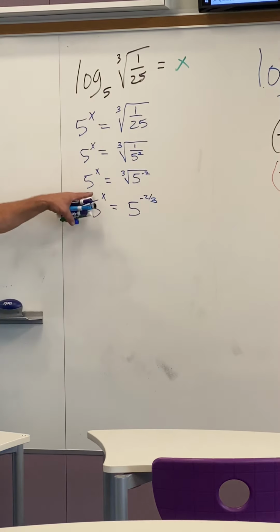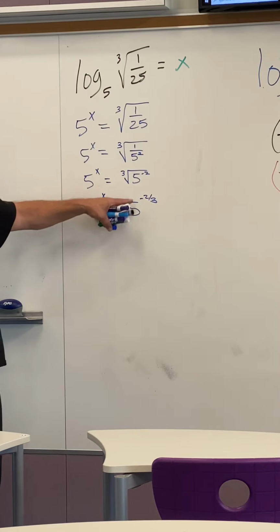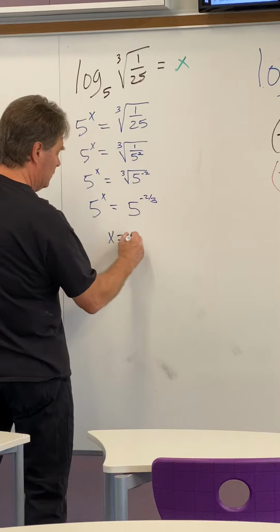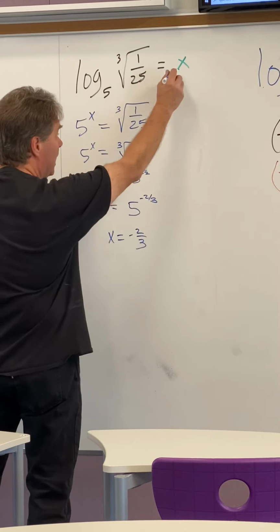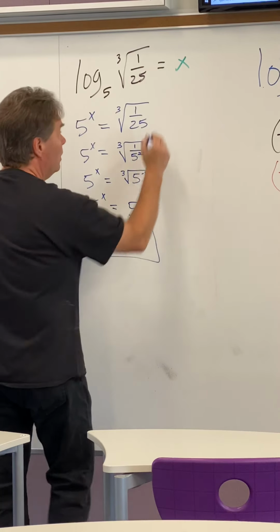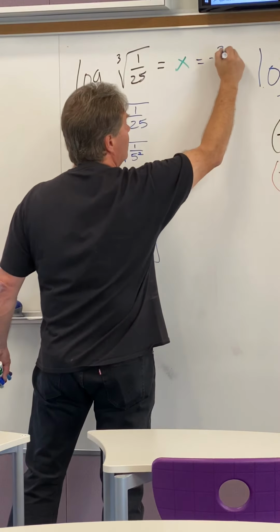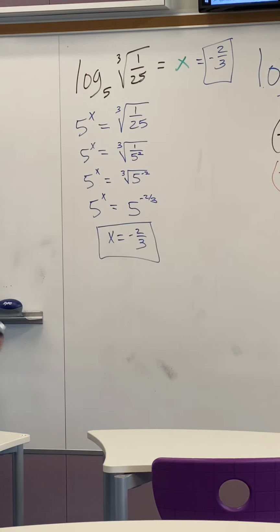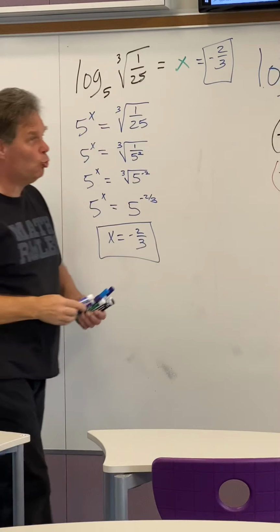Look, 5 to this power is the same as 5 to this power. So now you can throw away the bases. X is negative 2/3. Guess what? We called it X. So when we find X, we found our answer. There it is. So the answer is negative 2/3. Son of a gun. Can you believe it? All right. That is great.